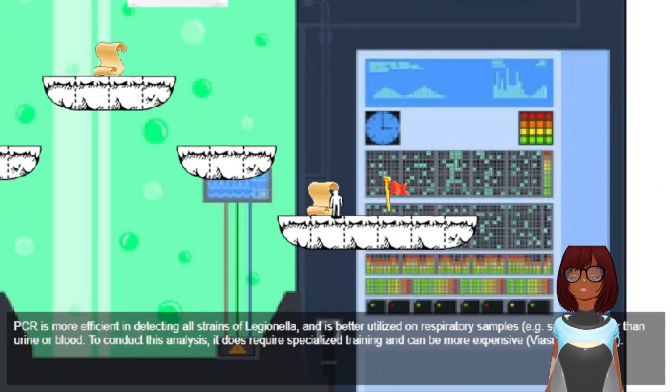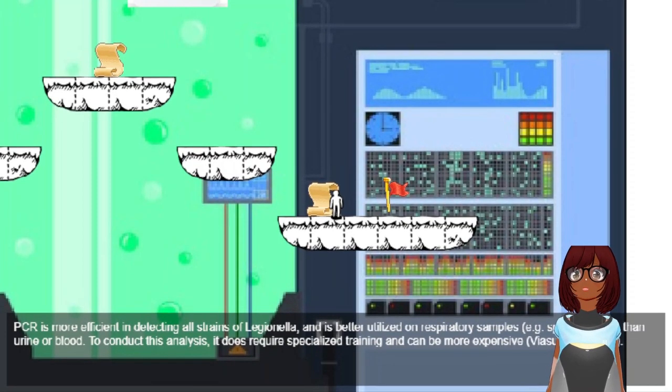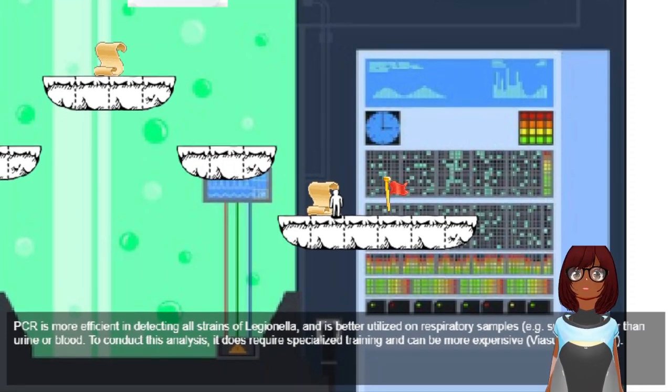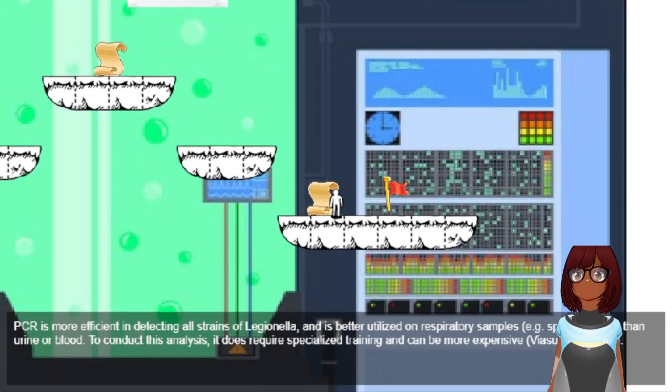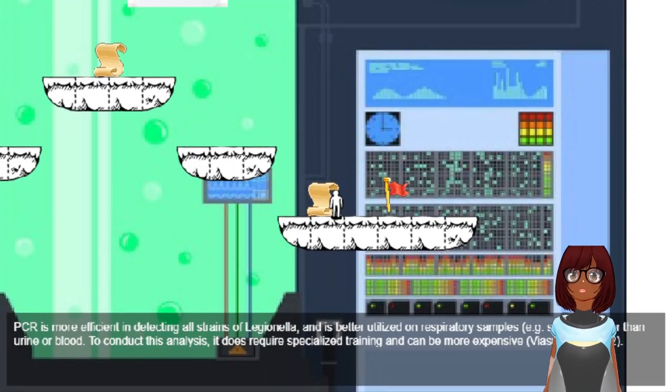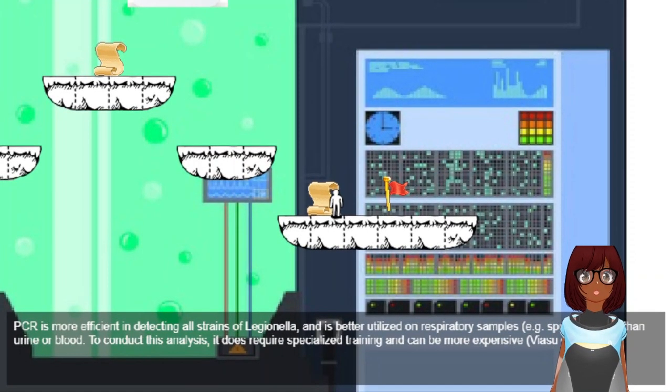PCR is the more efficient form of detecting all strains of Legionella and is better utilized on respiratory samples that are coming from the sputum rather than the urine or the blood. To conduct analysis, it does require specialized training, which can be more expensive depending on your hospital's financial resources.